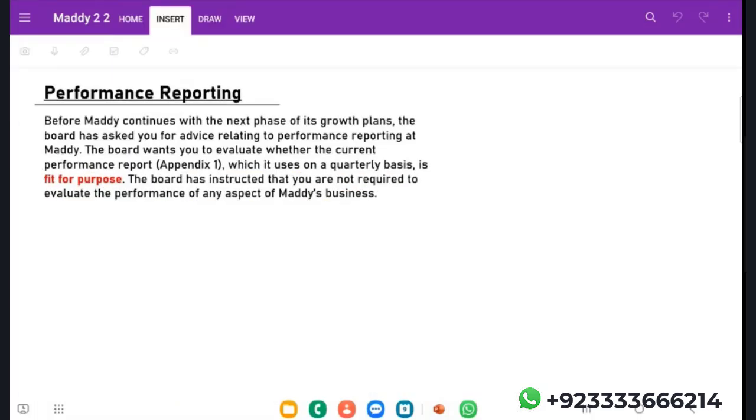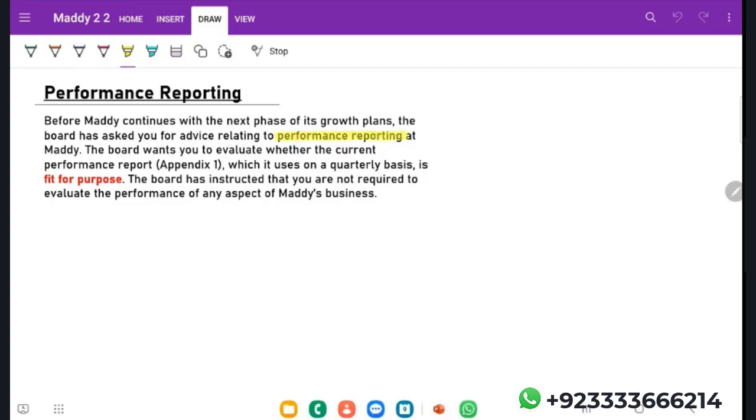So what is a performance report? Before Medi continues with the next phase of its growth plan, the board has asked you for advice related to performance reporting at Medi. The board wants you to evaluate whether the current performance report, which is in Appendix 1, which it uses on a quarterly basis, is fit for the purpose.